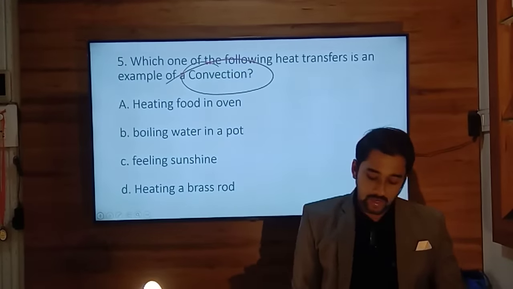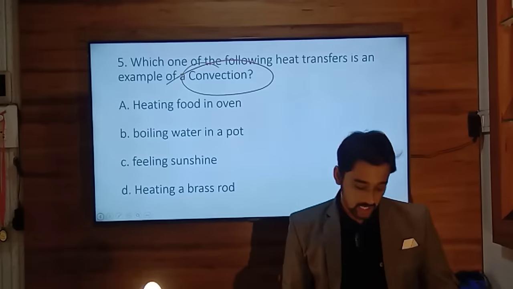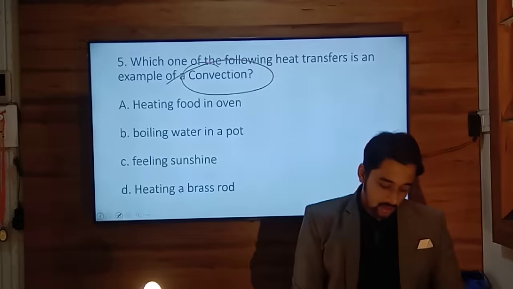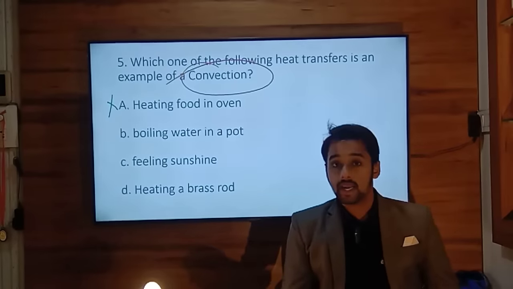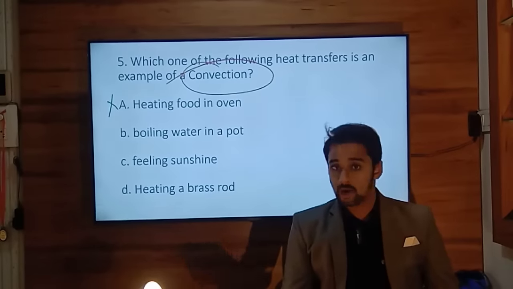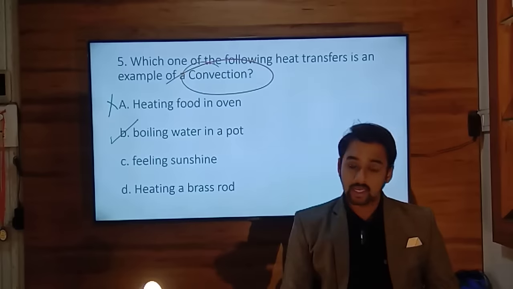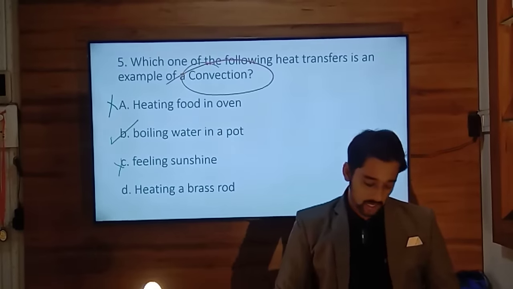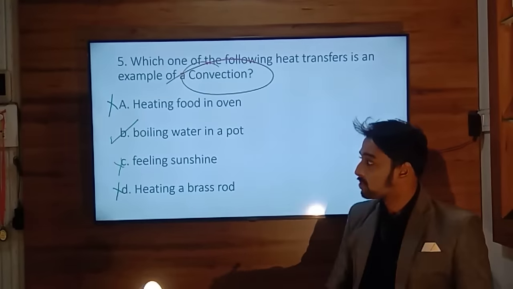Which one of the following heat transfers is an example of convection? So heating food in an oven, that is wrong. That is radiation. Boiling water in a pot, yes, that is right. Feeling sunshine is again radiation. Heating a brass rod, that is conduction. So the correct option will be Bravo.